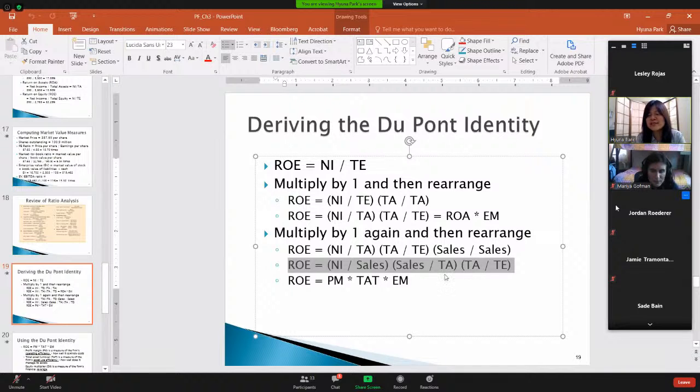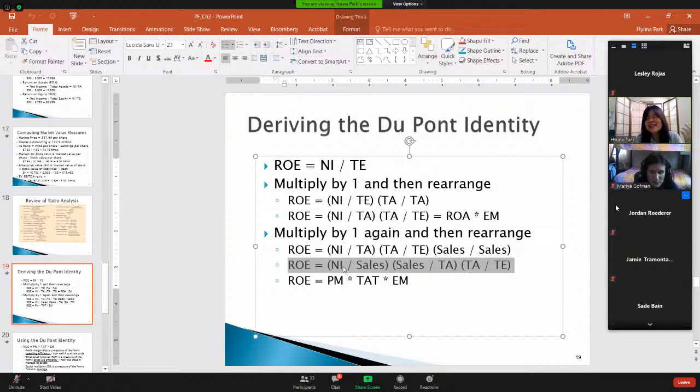So these two cancel out, these two cancel out. So this equality is preserved. Net income divided by total equity. And that's how to decompose the return on equity profit measure into three things.